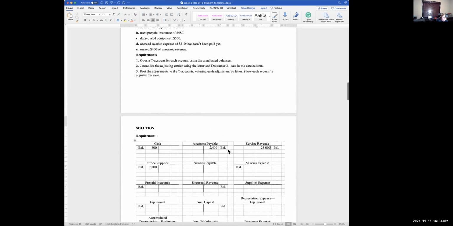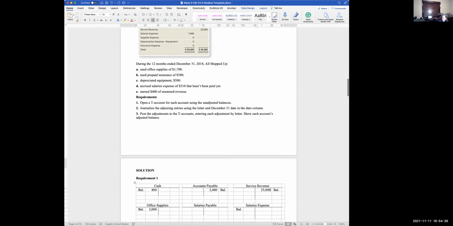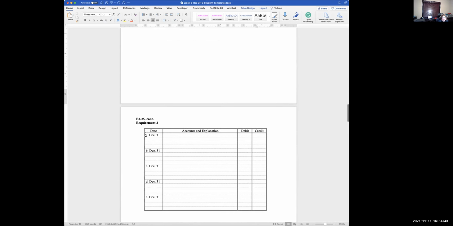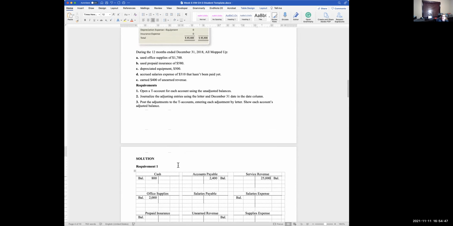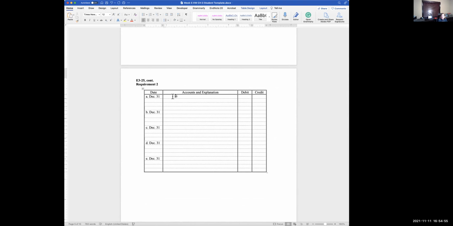Okay. And then your next step here is you're going to journalize the adjusting entries using the letter and December 31st in the date. So basically you're going to enter your journal entries here. So I left you A, B, C, D, and E. So let's do the first one, right? So here you said you used office supplies of $1,700. So what we're going to do here is put a debit for supplies expense to show that we used it.